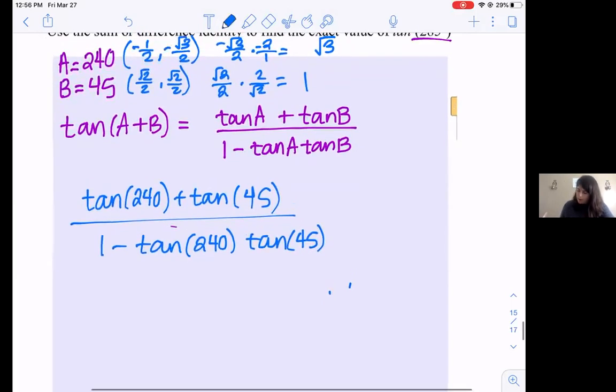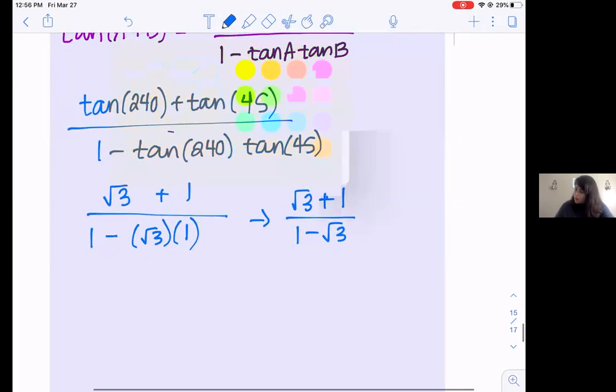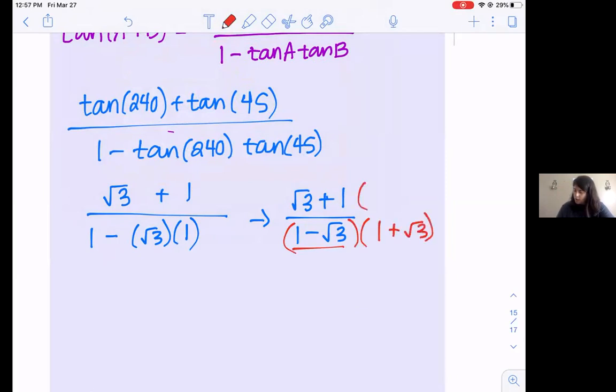Okay, so I'm going to plug in radical 3 plus 1 over 1 minus radical 3 times 1, which turns out to be that. A big rule that you have learned in the past is that you can't have radicals in your denominator. When there is a binomial radical in the denominator, you need to multiply by the conjugate. So I'm going to multiply by 1 plus radical 3.